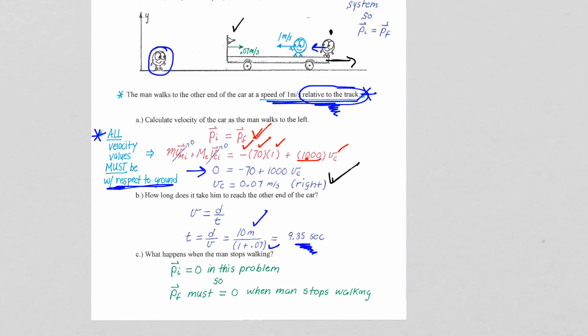Now, when the man stops walking, it doesn't matter that the cart is enormously heavy. So you don't get fooled into thinking that the inertia of the cart is going to keep the system moving. It will not. The initial momentum of this system was 0, so the final momentum must be 0. And when the man stops walking, the cart must stop moving as well.